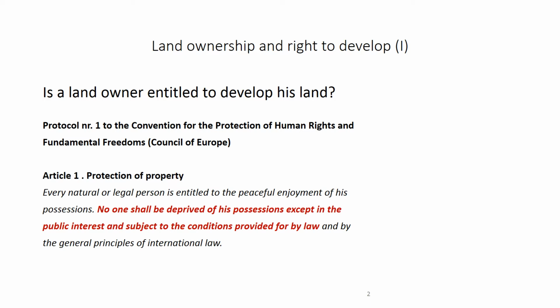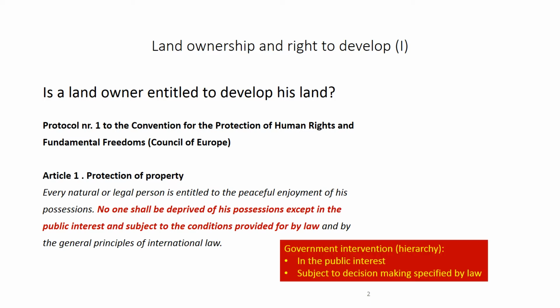So this indicates the example that we also discussed, that if there is government intervention, it's public intervention, it always has to be, decisions have to be made in the public interest, not in the private interest of those that are involved. And decision making itself is also subject to all kinds of procedural rules, and they are specified by law. So yes, the government can do all kinds of things, but they are bound by the rules of the law themselves.